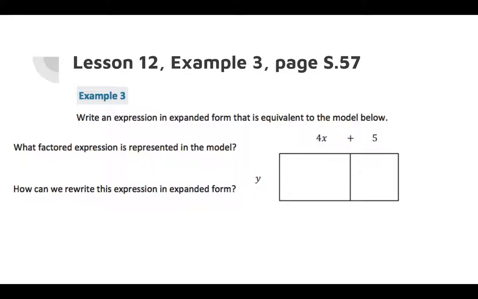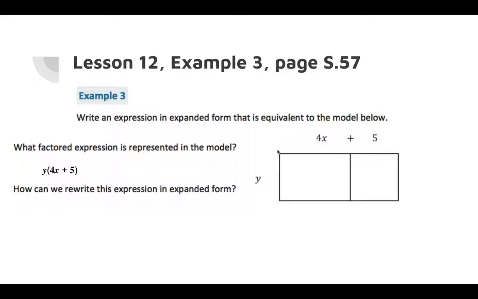Okay, write on example 3, page S57. Write an expression in expanded form that is equivalent to the model below. What factored expression is represented in the model? So you see how you have the y on the outside, then you have the 4x plus 5. This 4x plus 5 represents this inside the box. So we would write this y on the outside of parentheses, y times the sum of 4x plus 5.